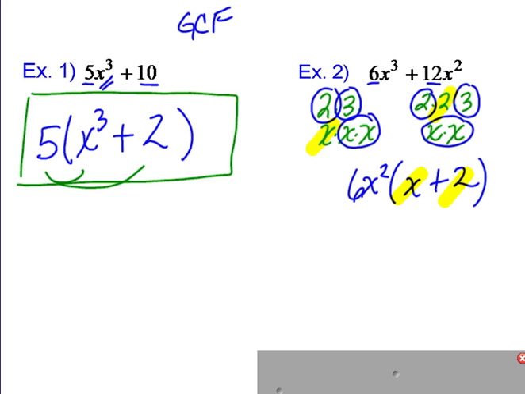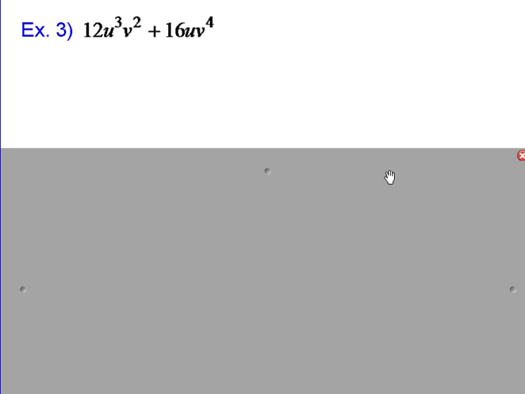Now, one of the really neat things to think about is you can never pull outside more than your lowest number of variables. Because this is x squared and this is x cubed, x squared is smaller, that's the most that can come out. So that might be another thing to think about. Okay, let's take a look at a couple more.